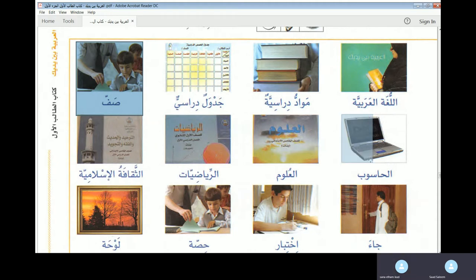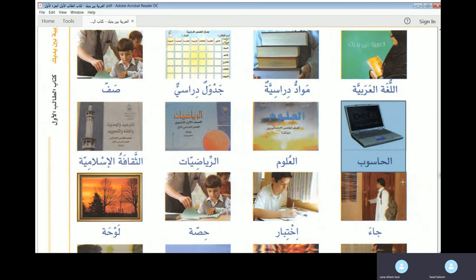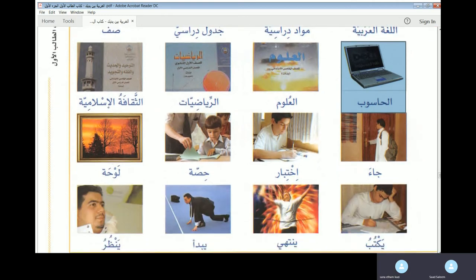Saff, class. Al-hasub, computer. Al-ulum, science. Al-ulum means science. Okay. Ar-riyadiyat is mathematics.